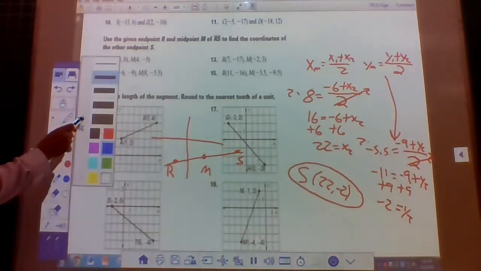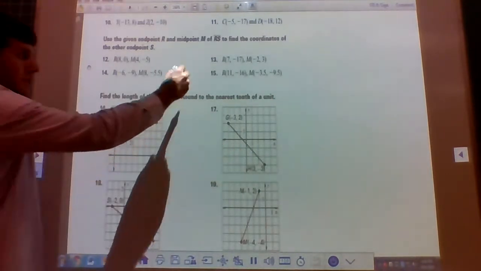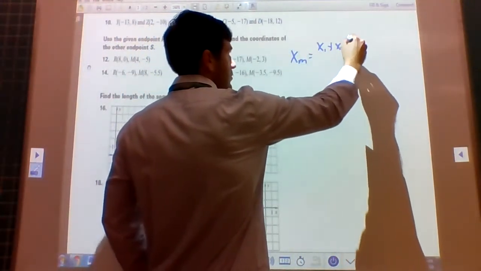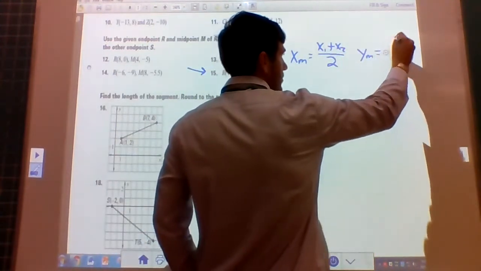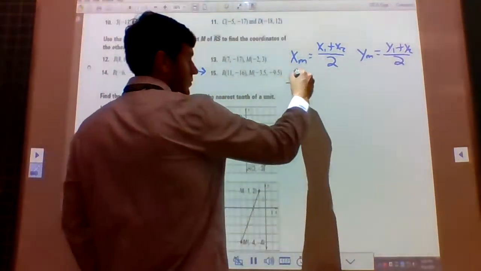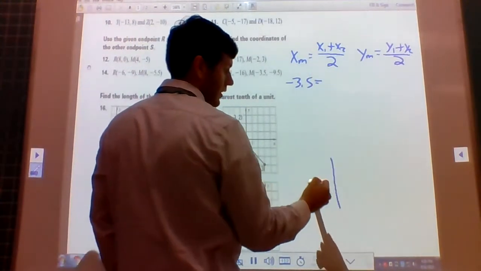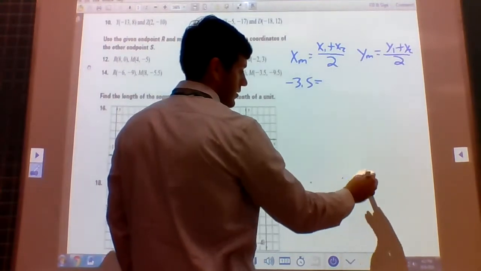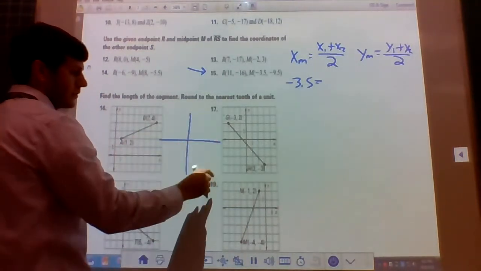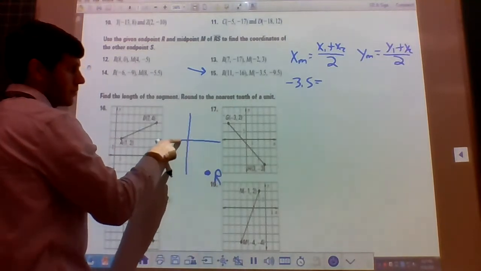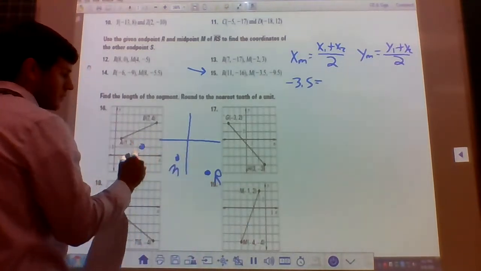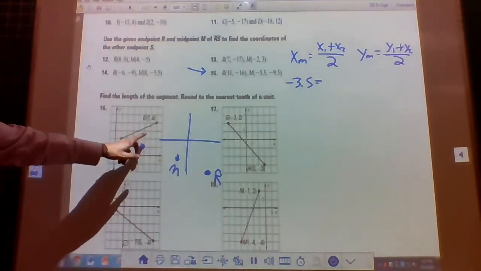15. So again, let's write our equations. xm equals x1 plus x2 over 2, and ym equals y1 plus y2 over 2. So the x value of our midpoint is negative 3.5. So again, if we have a graph, let me do it over here. Here's our graph. 11, negative 16 is down here, that's R. M is negative 3.5, negative 9.5, which is going to be down here somewhere. So M is the midpoint of R and S, which means S is going to be somewhere over here. So it better be negative and then slightly negative.